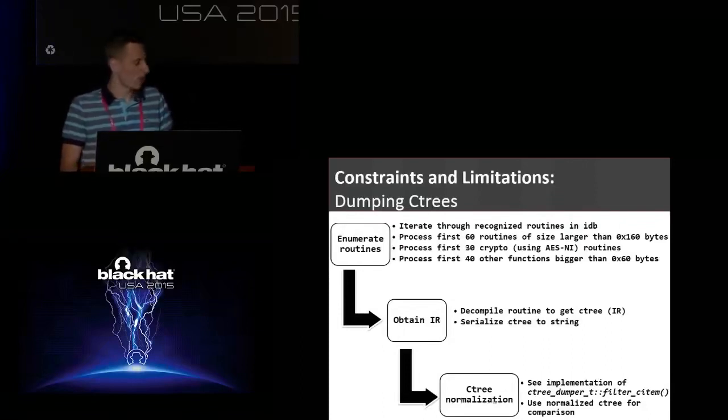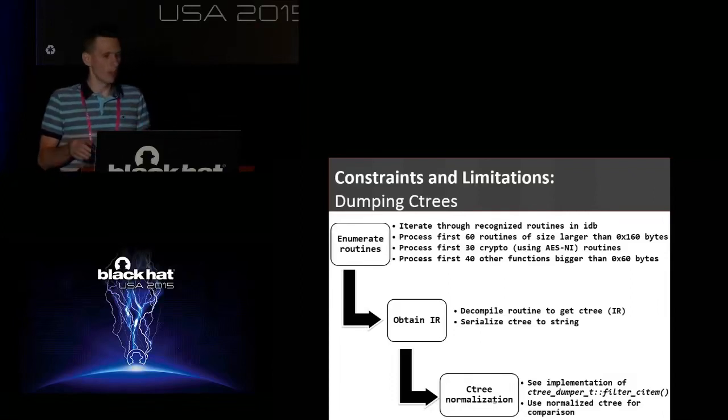The process is rather simple. We were enumerating routines recognized by IDA in the IDB. We were obtaining the intermediate representation and doing ctree normalization. We limited the number of ctrees processed here. We processed the first 60 routines of size larger than 0x10 hexadecimal, up to 30 crypto routines, and 30 other functions bigger than 60 bytes.